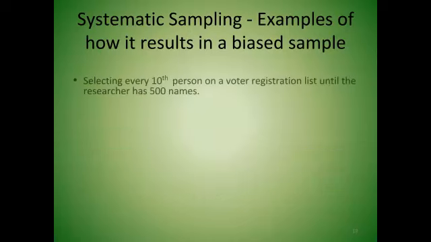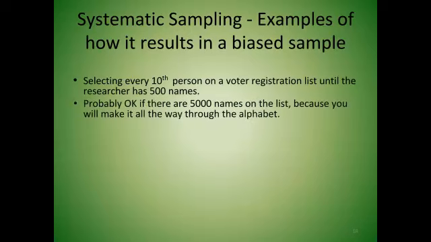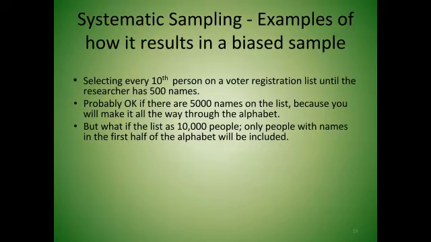And here's another example. Let's say researchers want to pick every 10th name on a voter registration list until they get to the sample size of 500. That's probably okay if the list is 5,000 names long, because you'll end up with 500 people with names evenly distributed across all parts of the alphabet. But let's say there are 10,000 names on the list. By selecting every 10th name until reaching 500, the researchers will only get through the first half of the list before completing their sampling. So this means all participants will be from the first part of the alphabet.